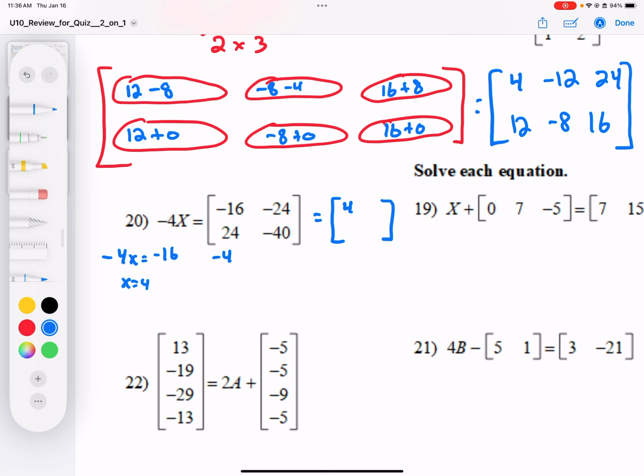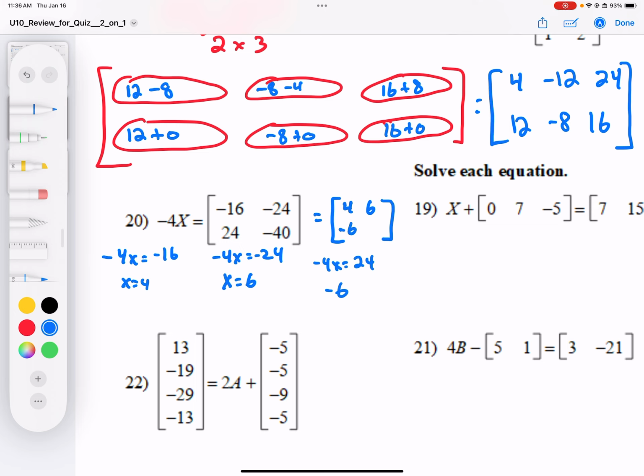Now -4x has to equal -24, so I'm in the first row, second column. So divide, you get 6. So 6 goes right there. -4x has to equal +24. So that's -6. I think you know why I'm tapping my fingers.